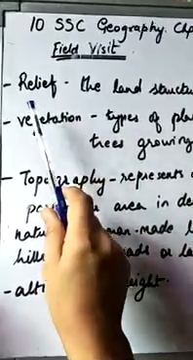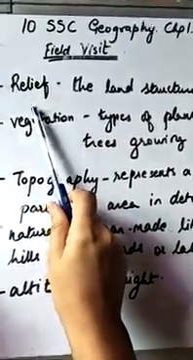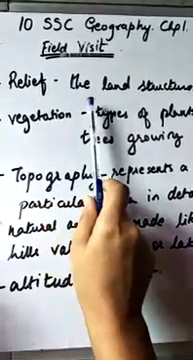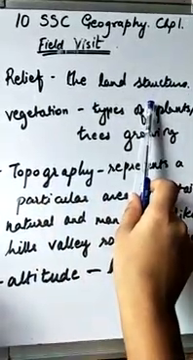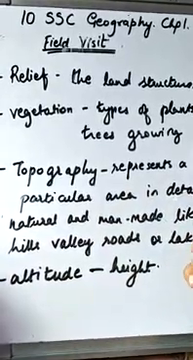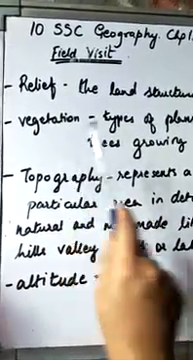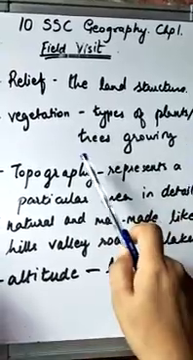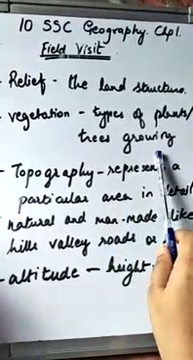Okay, now some terms which you should know before starting the chapter. That is relief. Relief means the land structure. The structure of the land is different in different places. Vegetation refers to the types of plants or trees growing in a particular region.